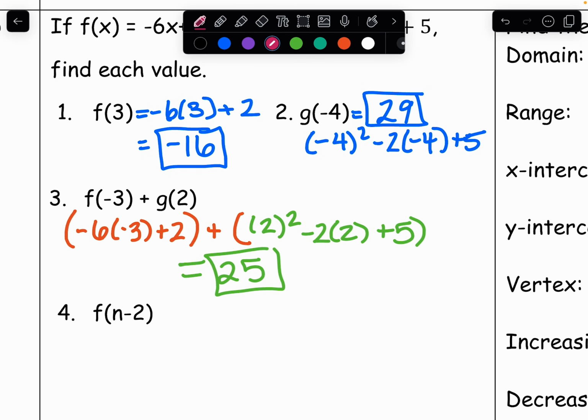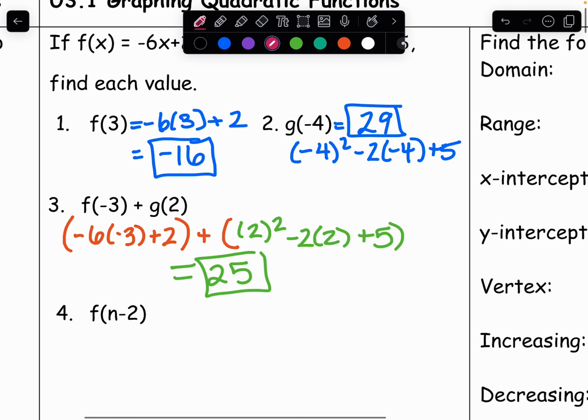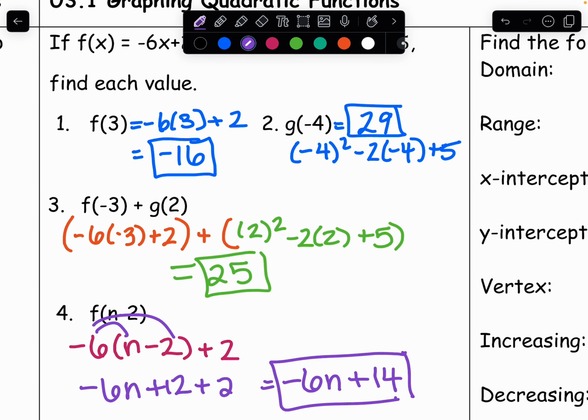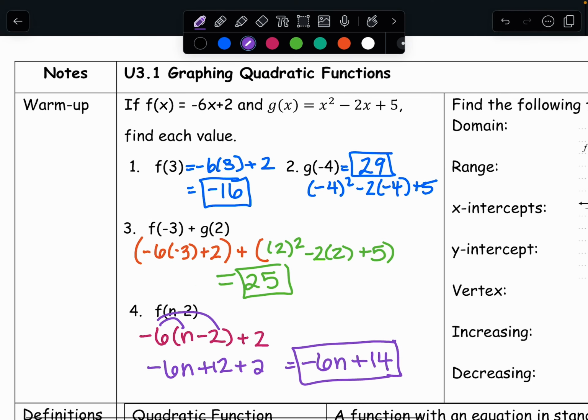Now the last one you can't really plug in because you can't plug in variables on your calculator. And so what we're going to do is, again, plug in n minus 2 for x. So we get negative 6 times n minus 2 plus 2. Now for this type of problem, we can simplify by distributing the negative 6 and then combining like terms to get negative 6n plus 14. So there is our first warm-up.